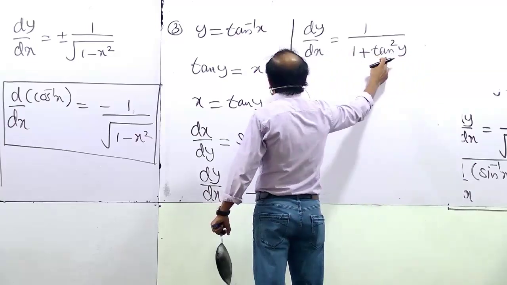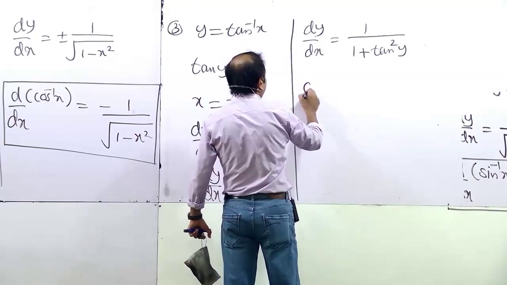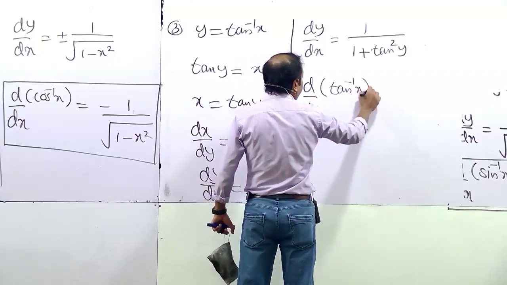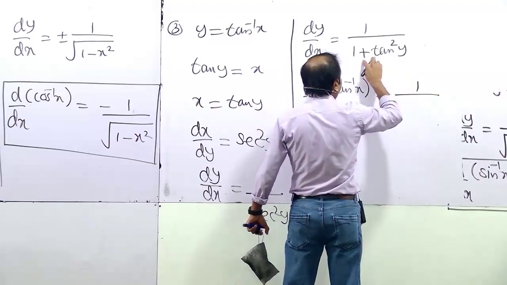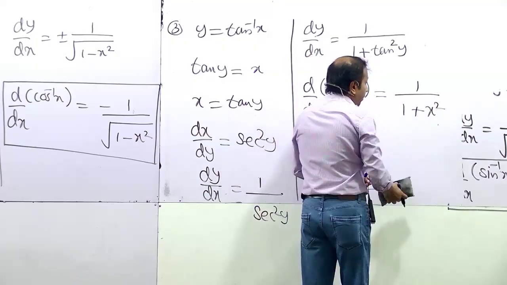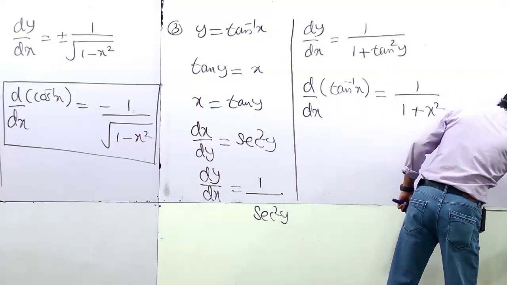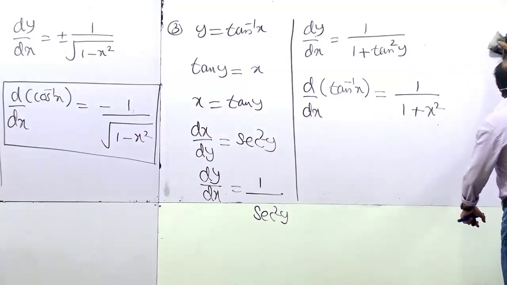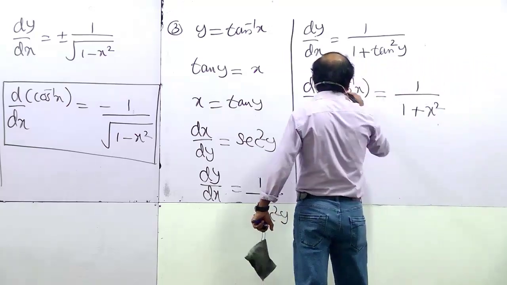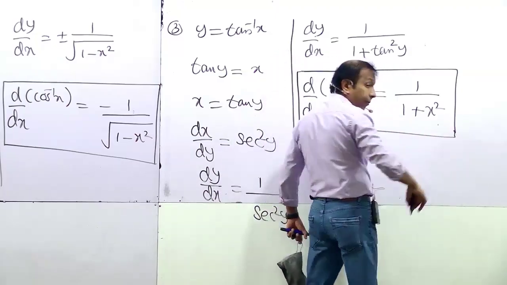Right, then tan y is x, put x here. Since y is tan inverse x, we can write d over dx of tan inverse x equals 1 over 1 plus x squared. This is the derivative of what? Tan inverse x. So the derivative of tan inverse x is 1 over 1 plus x squared. Right? Okay.